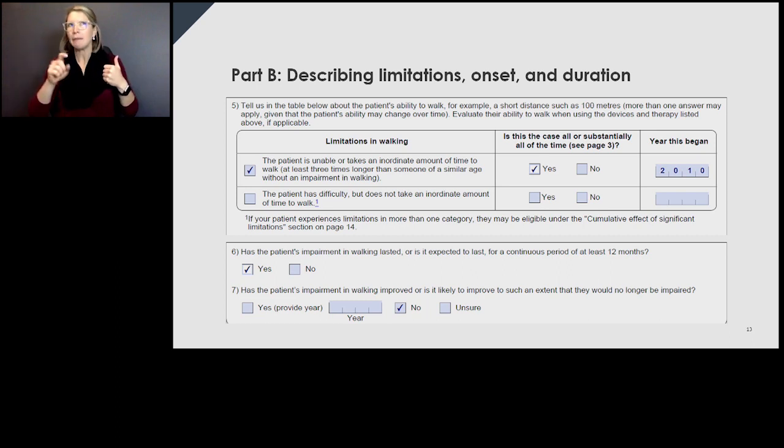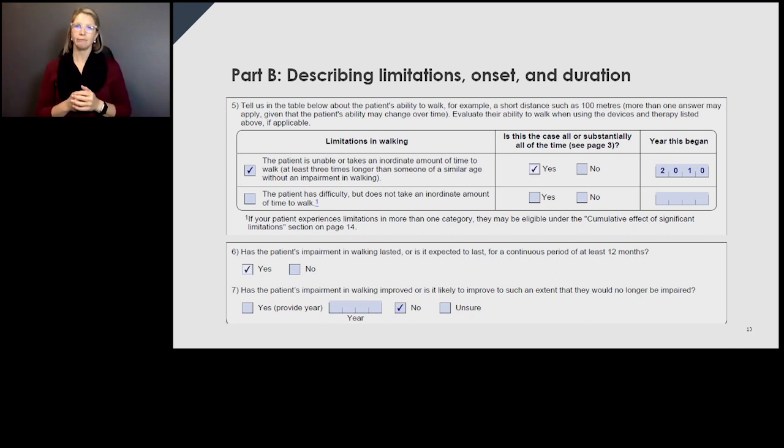If your patient has multiple impairments meeting this criteria, they may be eligible under the cumulative effect of significant limitations. Finally, in the 3rd column, provide the year the impairment began and meet the selections you listed.